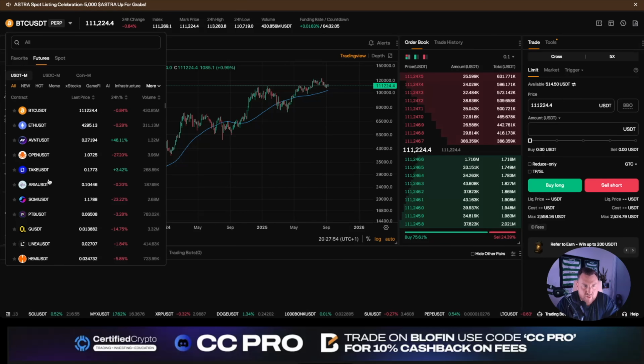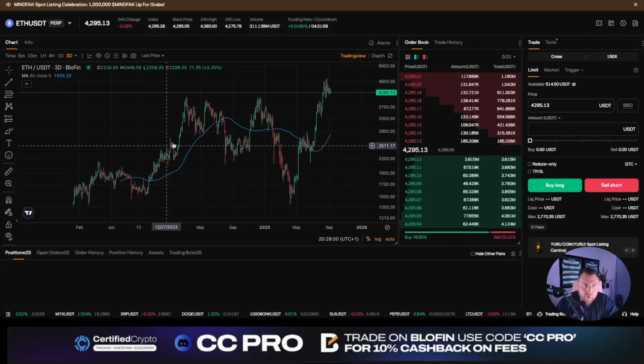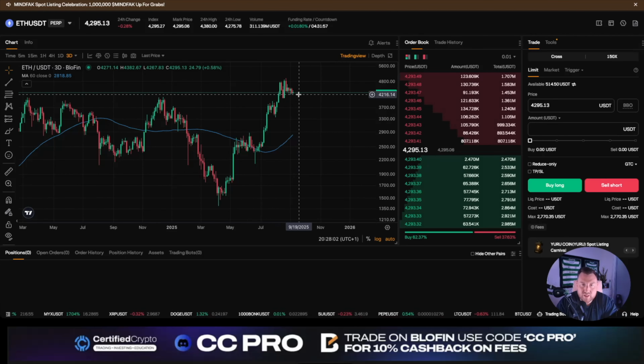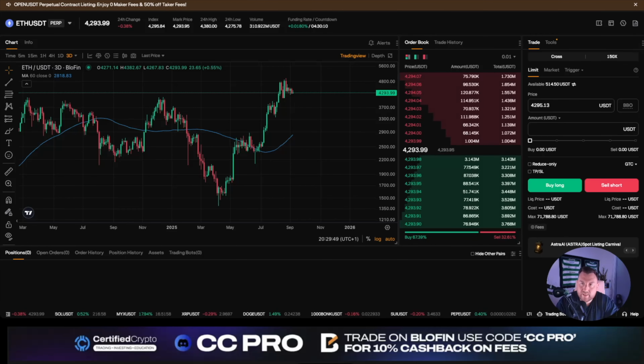But for today's video, we are going to trade Ethereum. Just Ethereum's at a nice point. It's below $4,300. On the 3-day time frame, you can see it's coiling up for its next big move. So we're going to trade that today. Okay, so let's have a look at some of the menus.